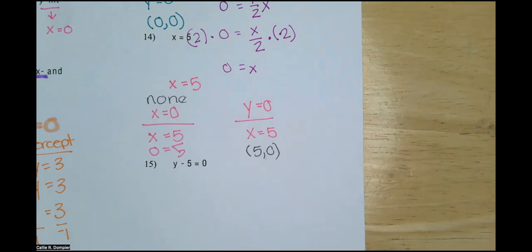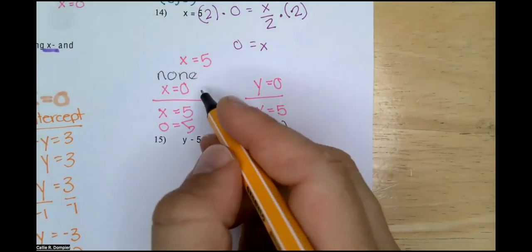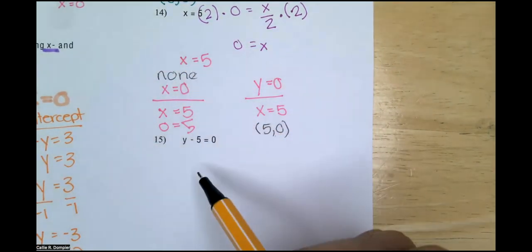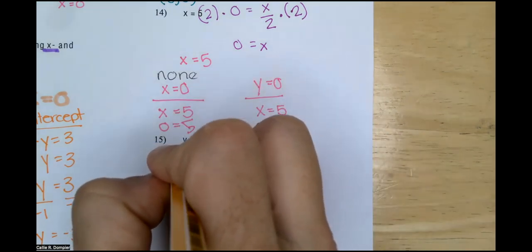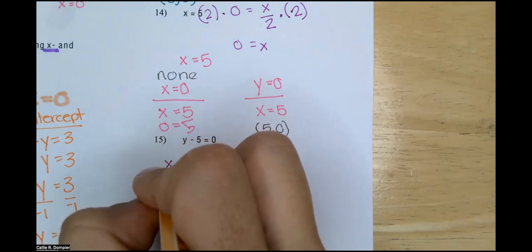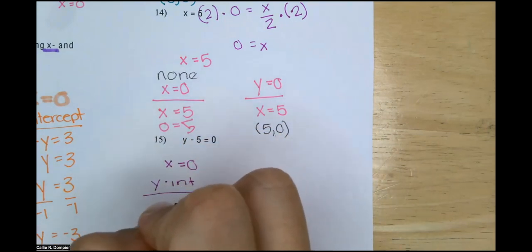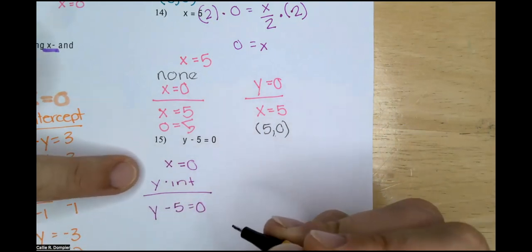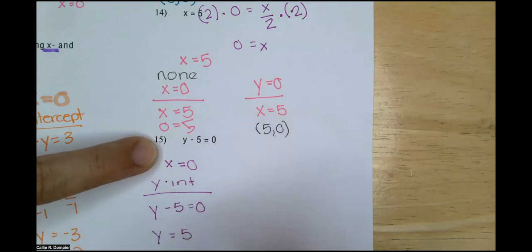Good? And our last one is y minus 5 equals 0. So here there was no y value. Here, there's no x value. Y minus 5 is 0. X equals 0 to find the y-intercept. Y minus 5 equals 0. There's nowhere to put that x equals 0, so we just say y is 5.